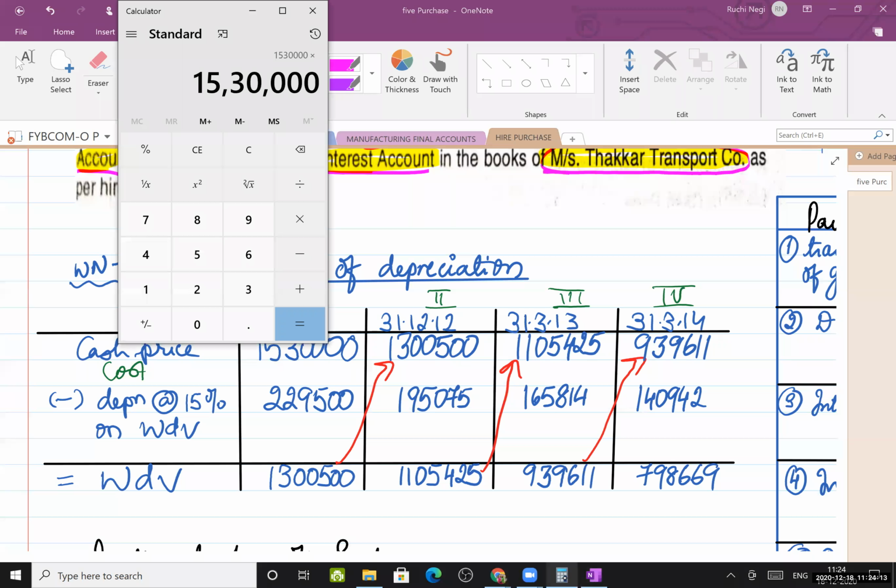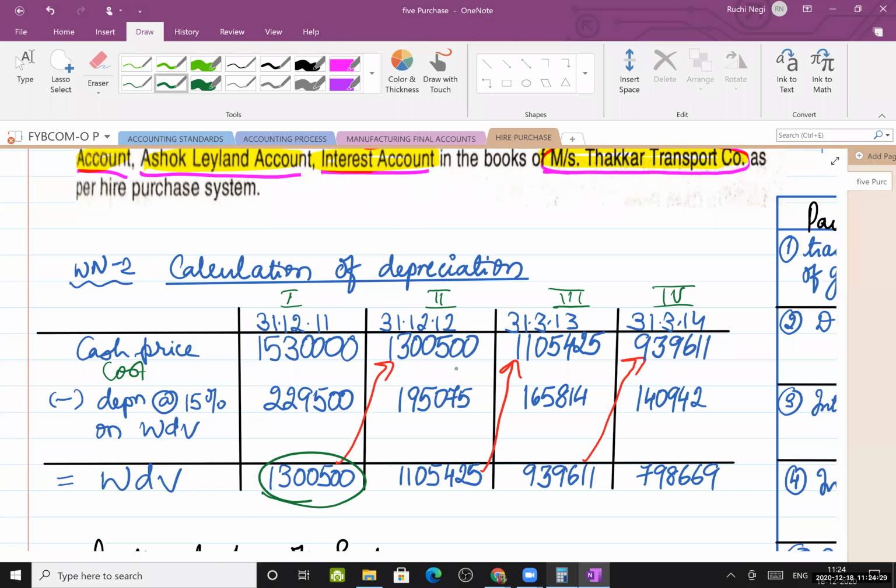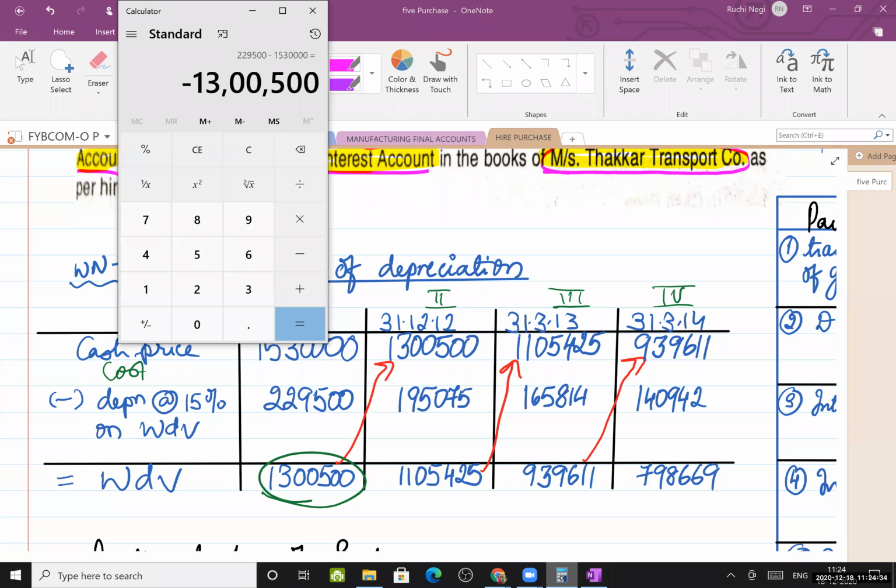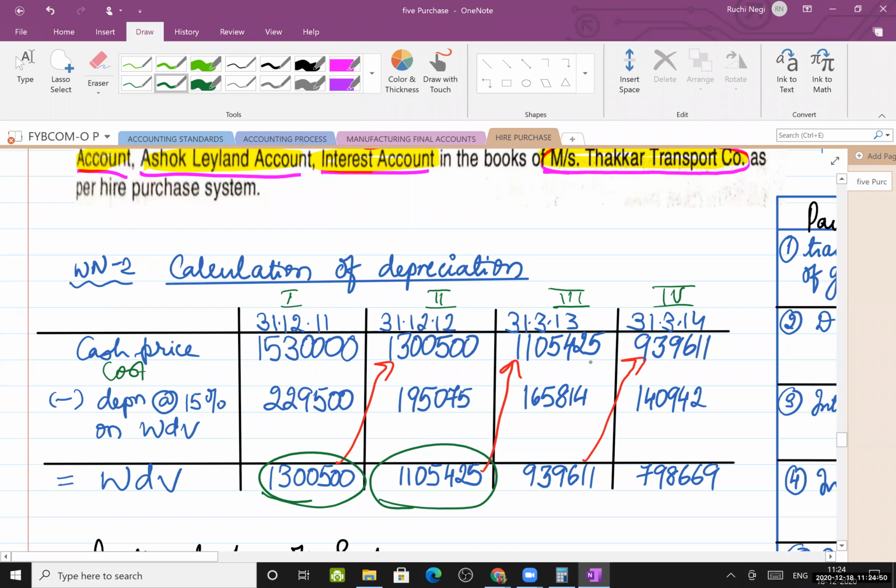15% depreciation on 15,30,000 is 2,29,500. Subtract it. Okay, so this closing WDV will become opening WDV in the next year. So now in the next year, on this opening WDV, depreciation will be calculated. Okay, 15% of it, 1,95,075. 11,05,425. Okay, so this is my closing WDV which will become opening in the next year.